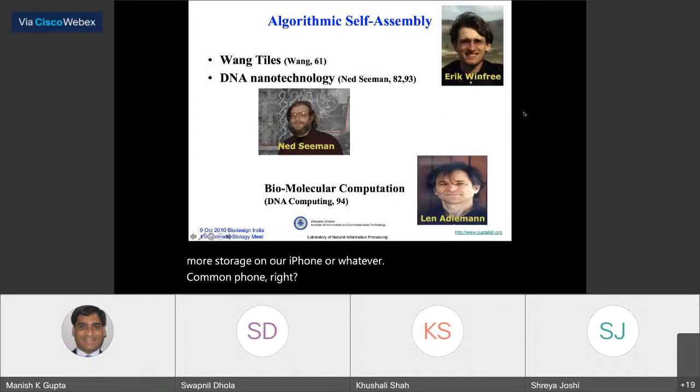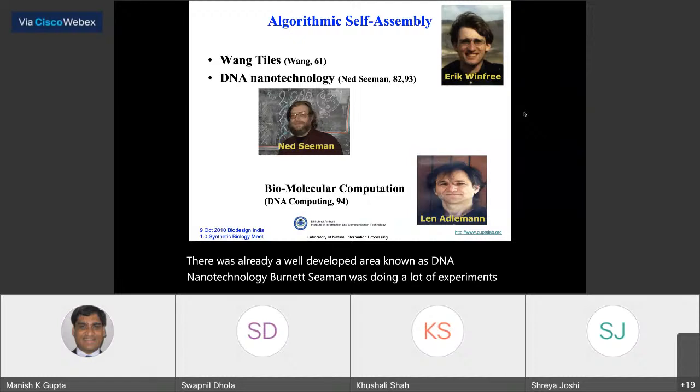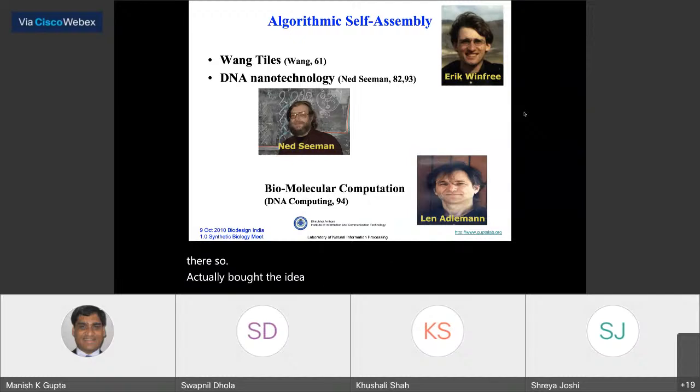So after the experiment by Adleman, Erik Winfree came into the picture. There was already a well-developed area known as DNA nanotechnology, where Ned Seeman was doing a lot of experiments. Ned Seeman in his lab was doing trial and error using DNA. He used to create a lot of nice nanostructures like DNA cube, DNA octahedron and those kinds of things, shapes from DNA, by trial and error. There were no algorithms there. So Erik Winfree got the idea of DNA computing from Adleman.